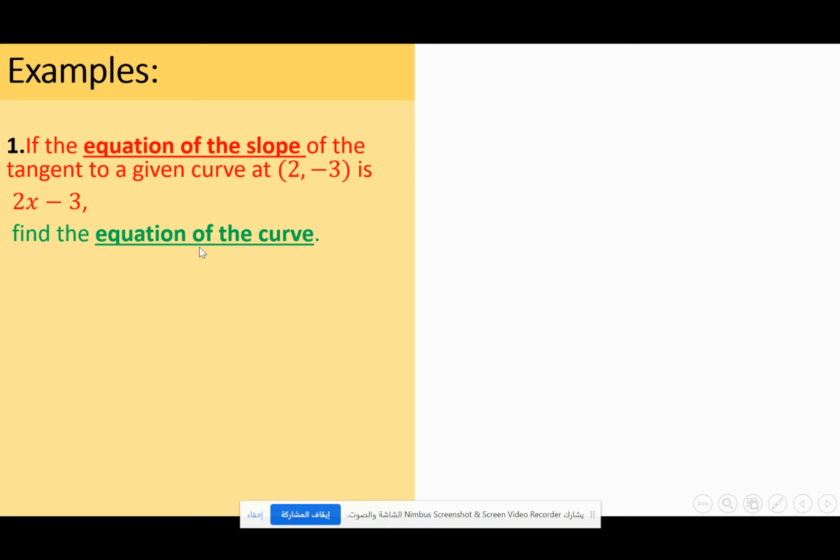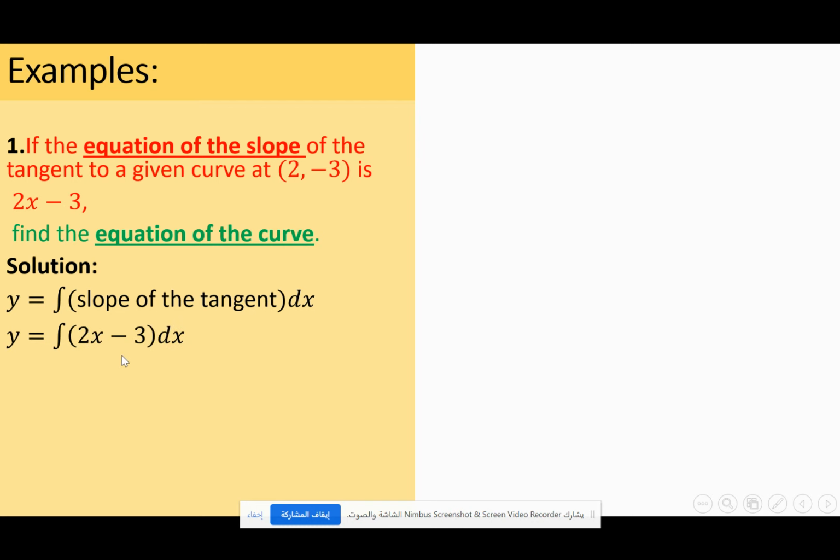To find the equation of the curve, you need to do the opposite of the derivative. You have to integrate by using that rule. y equals the integration of the slope of this tangent. Now integrate it, which is 2x minus 3 dx. If you integrate it, you add the power by 1 to get x squared over 2, cancel the 2 with the 2, and you will get x squared alone, minus 3x plus c.